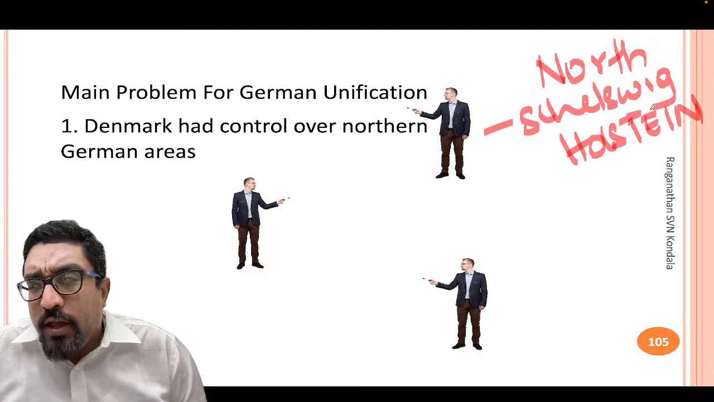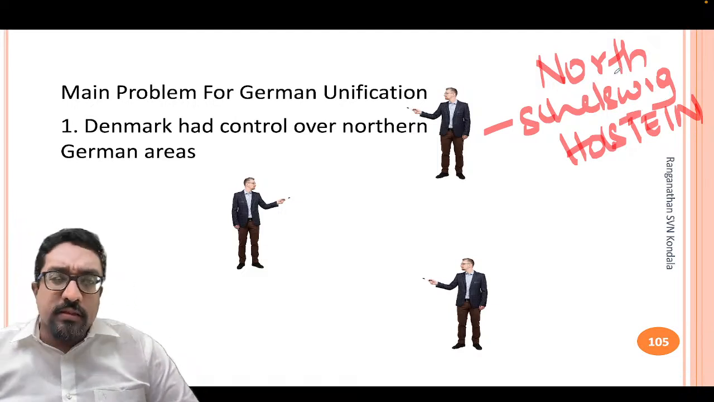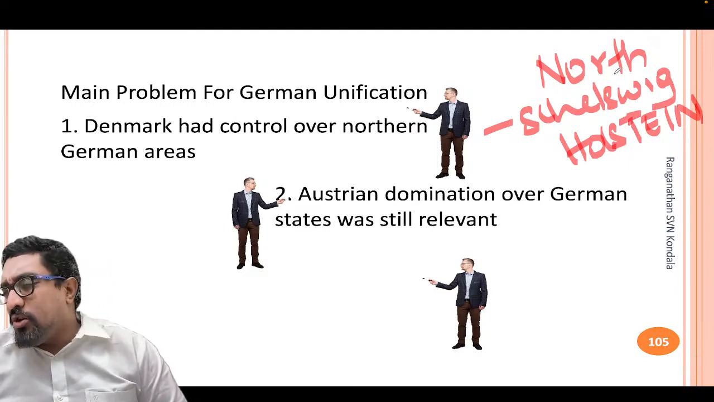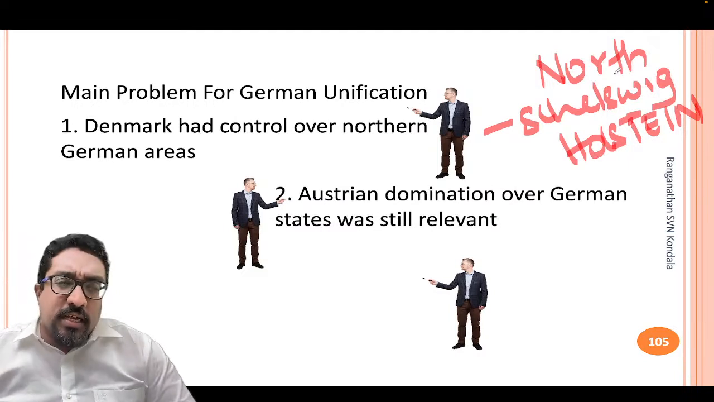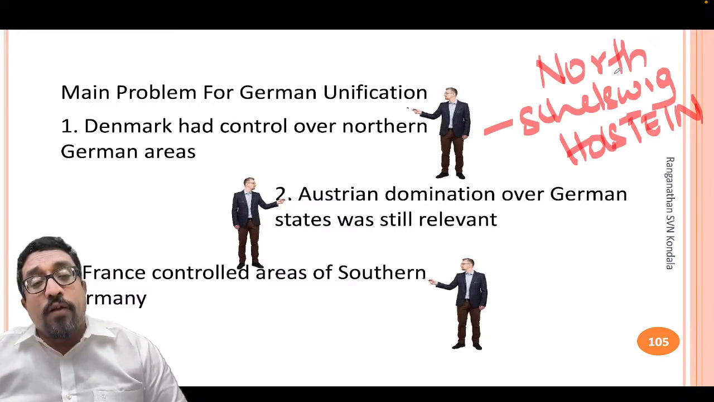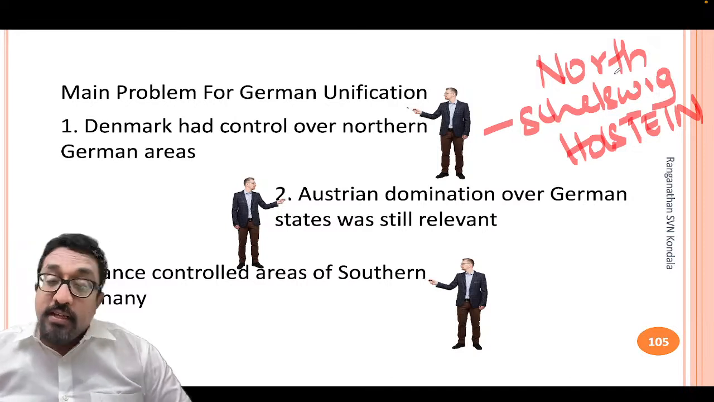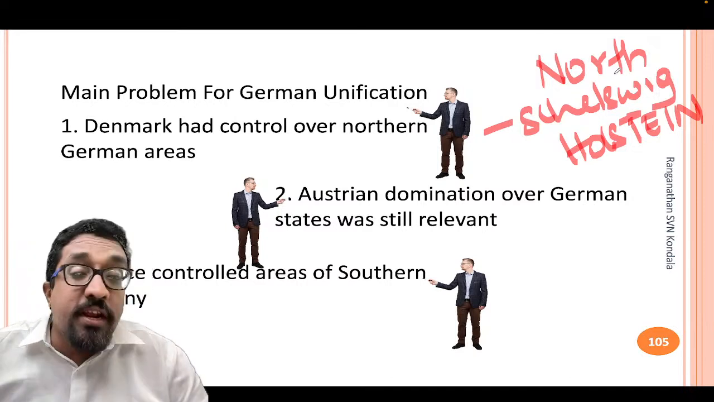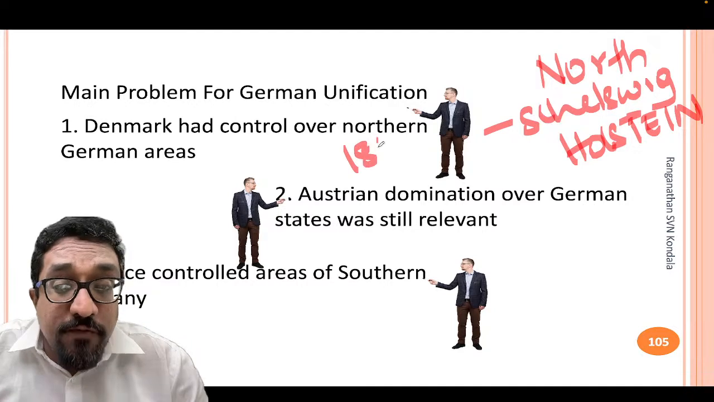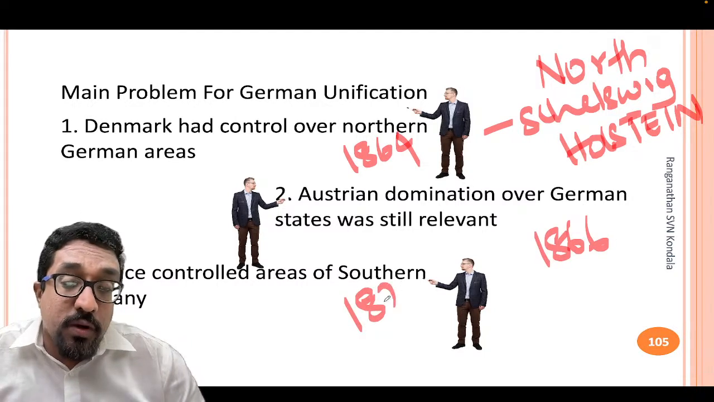नॉर्थ जर्मनी में थोड़े एरियाज थे विच वर अंडर डैनिश कंट्रोल, उनको वापस लेना है. देन Austrian domination over Germany, particularly the southern German states, has to end. Number three, France must be completely thrown out of southern Germany. These three things Bismarck wanted to do, and he did it perfectly. 1864, 1866, 1871.